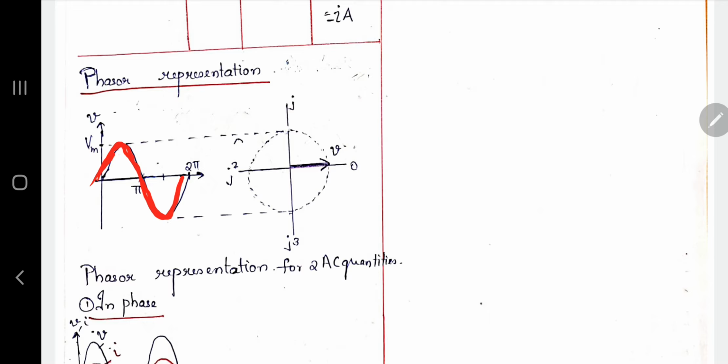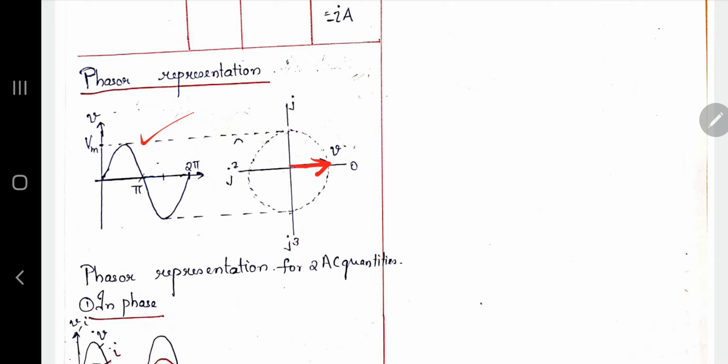Now we are going to represent this same AC quantity using a single line which is actually rotating. Rotation cannot be shown on paper, but you have to imagine that this is a vector which is actually rotating. So let us go through how it is being represented. This is the phasor representation of this quantity, that is voltage.